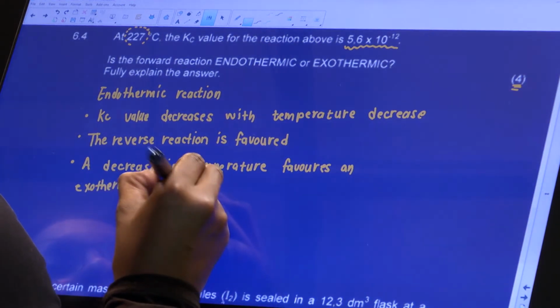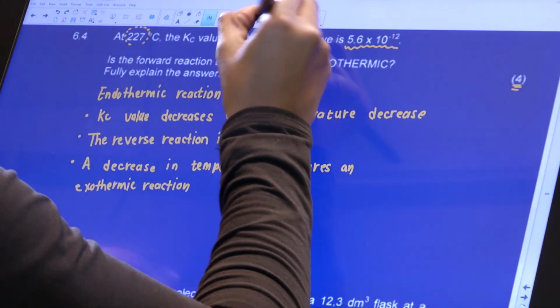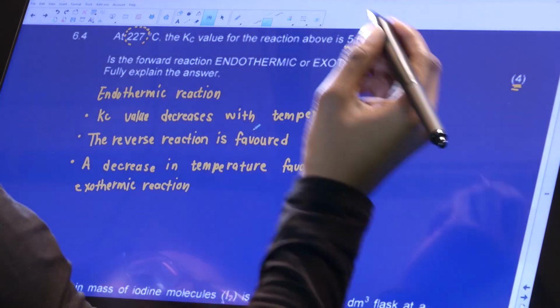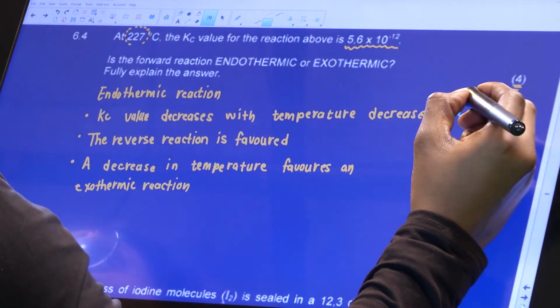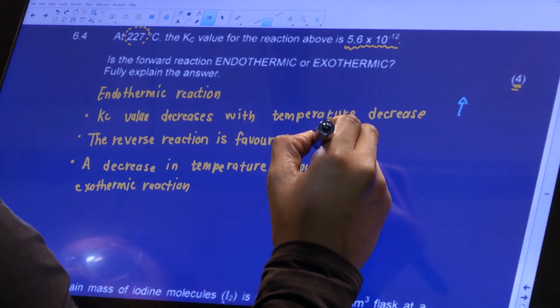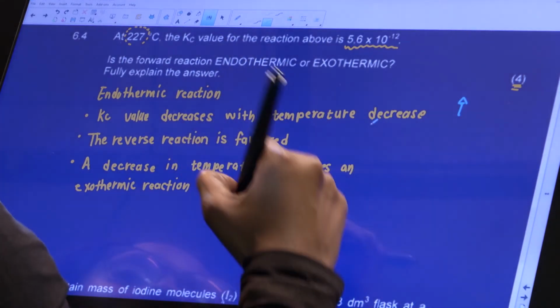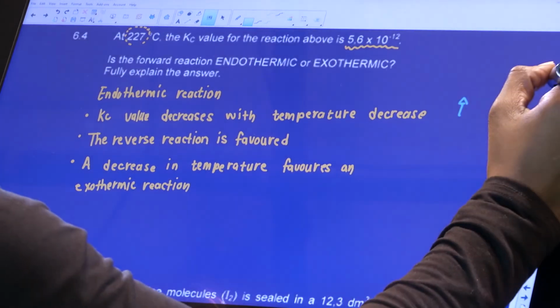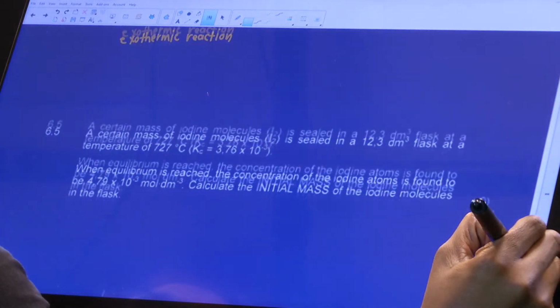You could have done it the other way around by saying with a temperature increase, the forward reaction is then favored, and an increase in temperature favors the endothermic reaction. So we could have done it like that as well, but we're not going to get penalized for writing it like this.